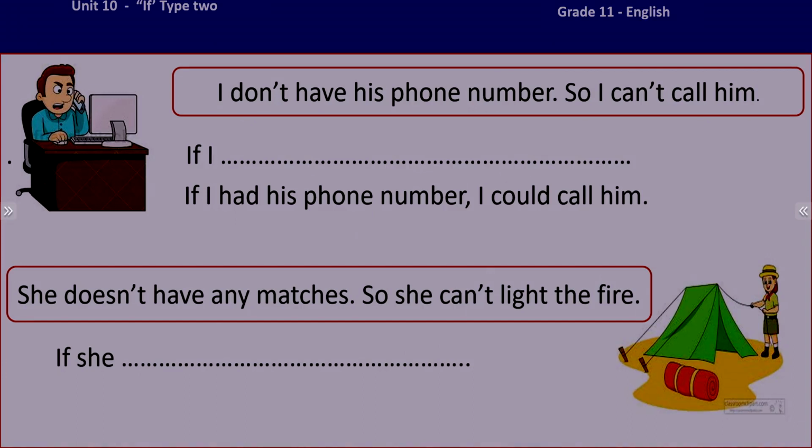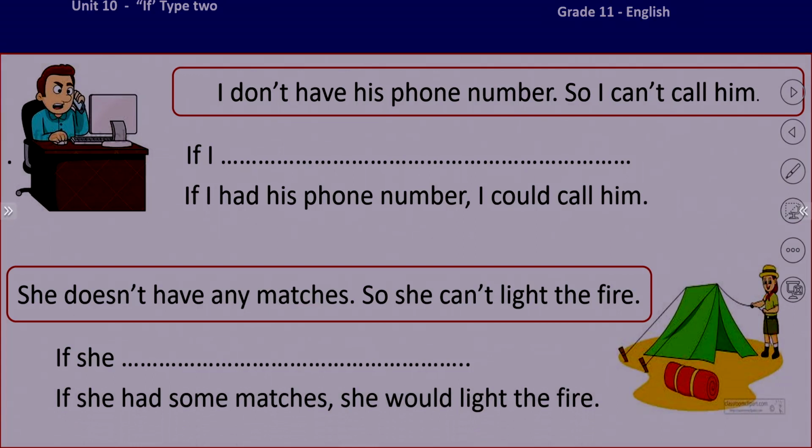And the second one: if she had some matches, she would light the fire, right?